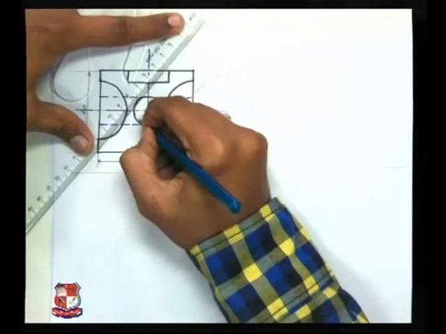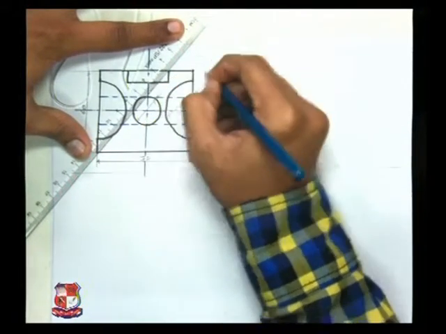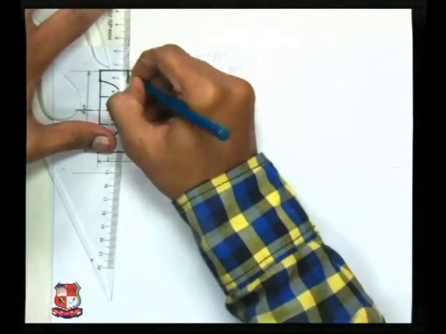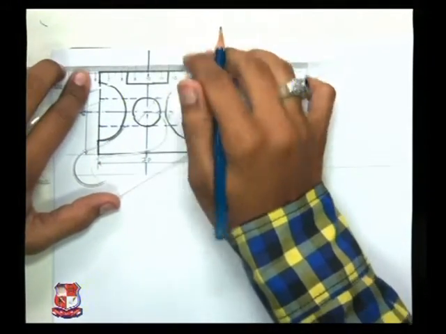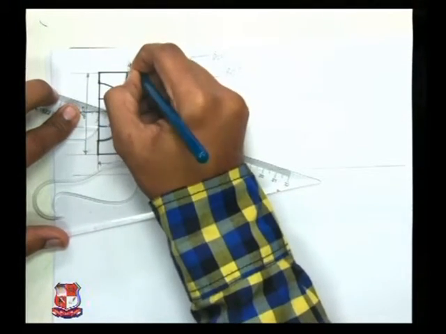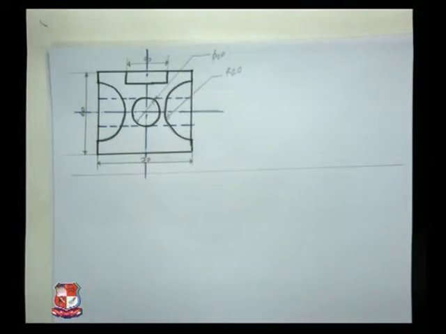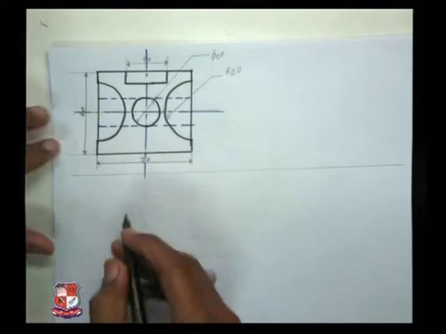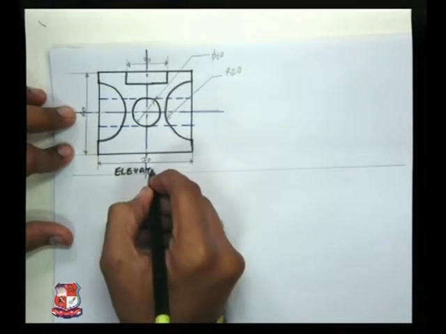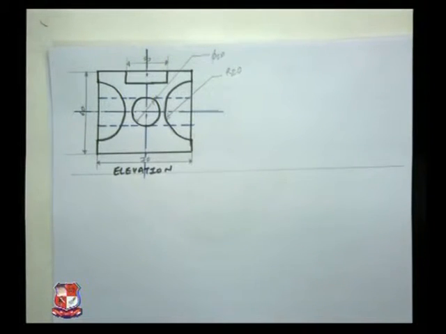Giving the circle diameter, all the dimensions need to be given in the align method. Give all the dimensions which we used. So this is how we can get our elevation. So this is our first view.